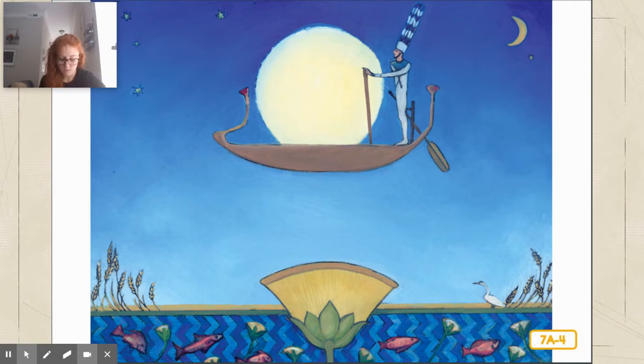What do you think the Egyptians were trying to explain with this story? How the sun rose and then would go down, right? Okay.